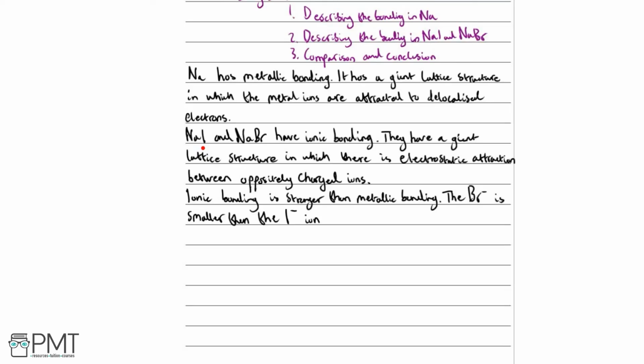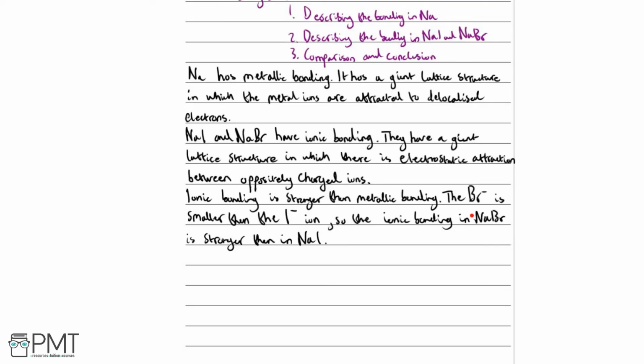And then that's one point. We need to then actually explain what this means. Because the bromide ion is smaller, the sodium ion is going to be able to get closer to it. The sodium and the bromide ion will get closer together, which will increase the strength of the ionic bonding, because they're closer together, so that electrostatic attraction between them is stronger. So the bromide ion is smaller than the iodide ion, so the ionic bonding in sodium bromide is stronger than in sodium iodide.